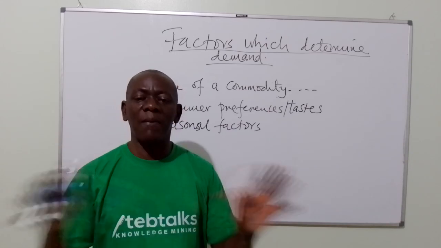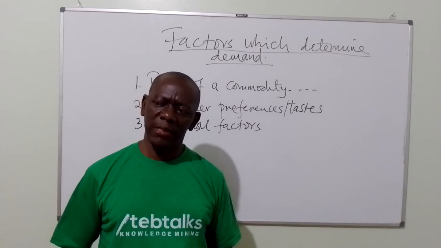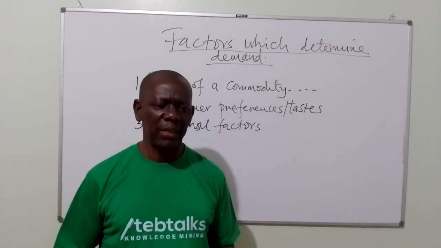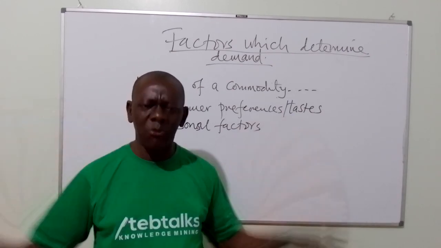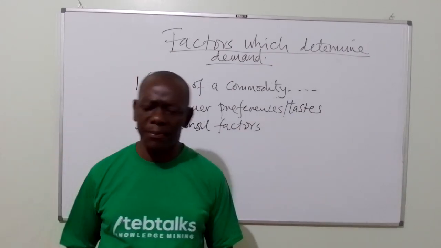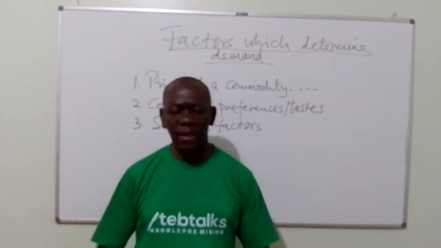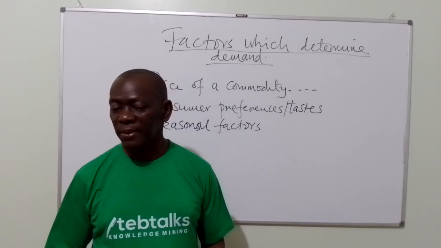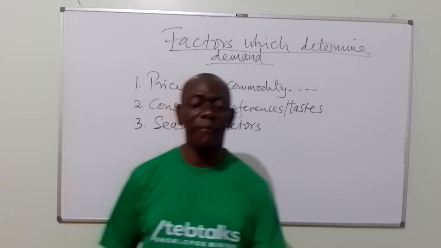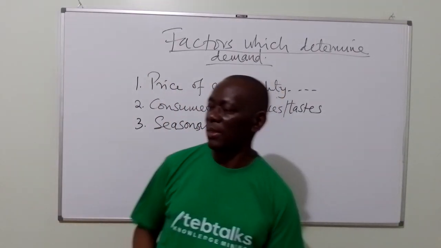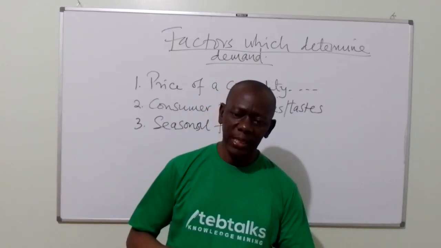It's a season for campaigns. The t-shirts for these people campaigning, the demand is going to be very high, and the prices will go up. A campaign shirt, you find that it is sold at 30,000, and people are buying because it's a season. When it ends, the demand will go down. So seasonal factors are very, very important in determining the price of the commodities. Then we have the income distribution.